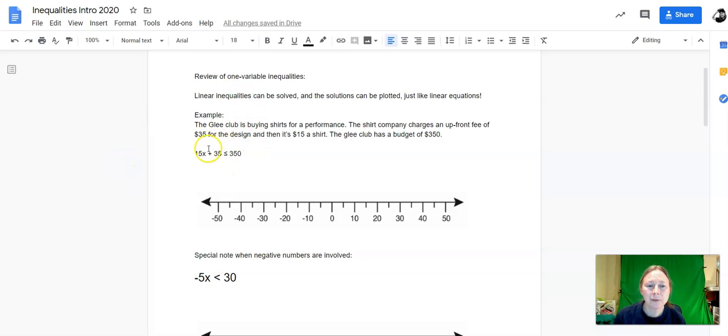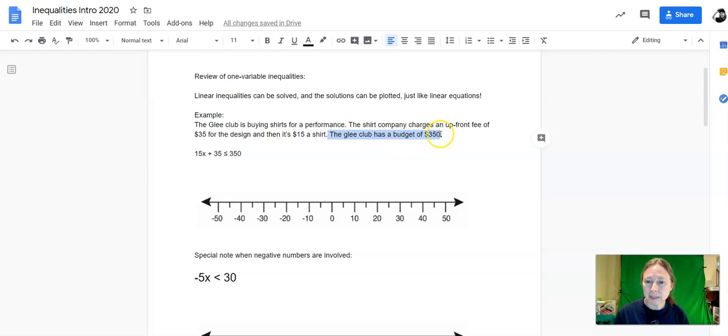So for example, you know about inequalities that have one variable. This is an example here where a fictional school club is buying shirts for a performance, and the shirt company charges an upfront fee of $35 for the design, and then it's $15 a shirt. The club has a budget of $350. So the implied question is, of course, how many shirts can they afford to buy?